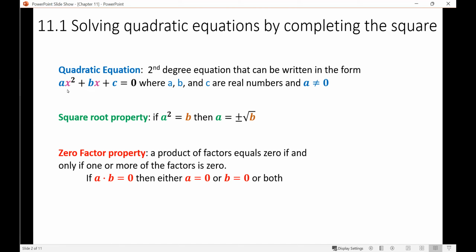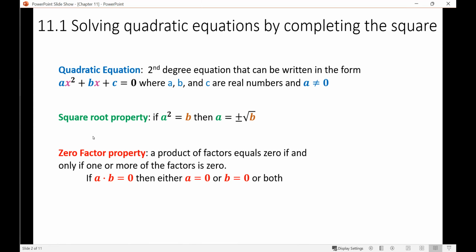Hopefully you've already looked at the video factoring quadratic equations. That's in the very first module. I have a supplemental video on how to factor quadratic equations. You're going to want to be able to do that, so make sure you've seen that video or know how to factor quadratics. What we're going to do in 11.1 though is learn how to solve quadratics by completing the square.